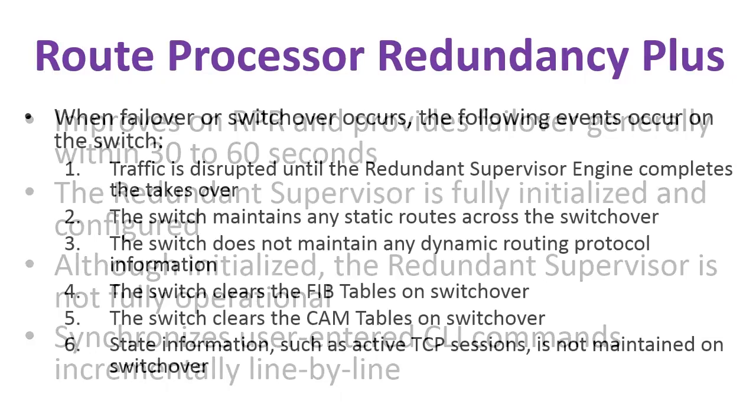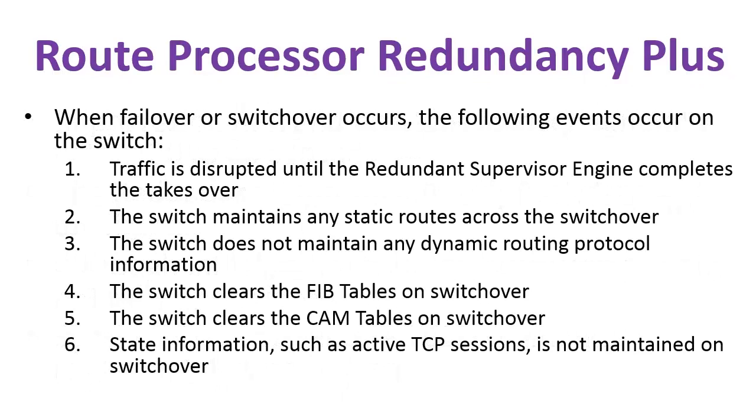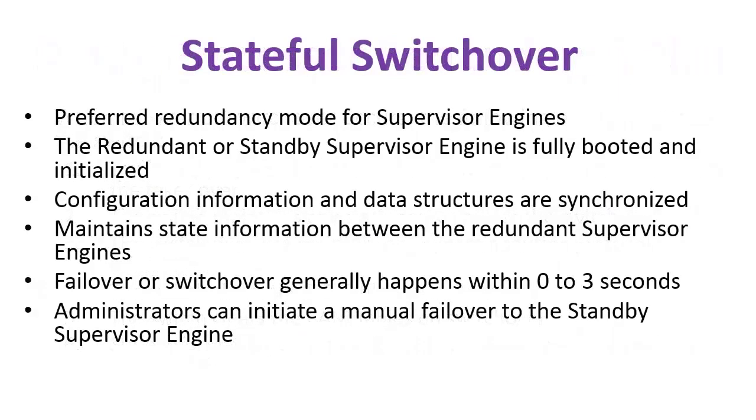Now, when a failover or switchover occurs with RPR+, the following events occur on the switch. Initially, traffic is disrupted until the redundant supervisor engine completes the takeover. The switch maintains any static routes across the switchover, but the switch does not maintain any dynamic routing protocol information. It clears the FIB tables and the CAM tables, and state information, such as active TCP connections, is not maintained during switchover.